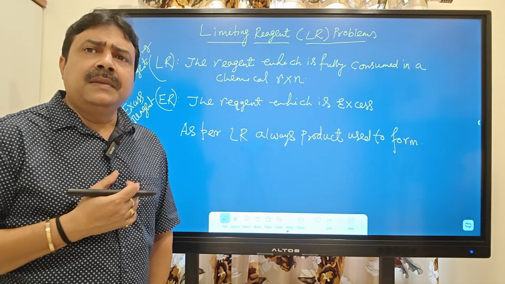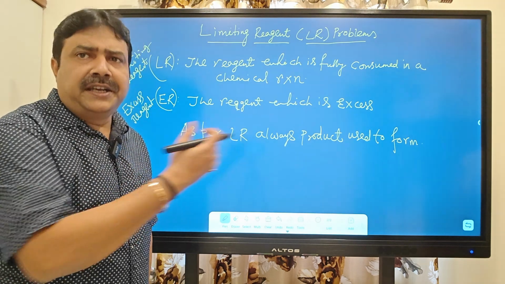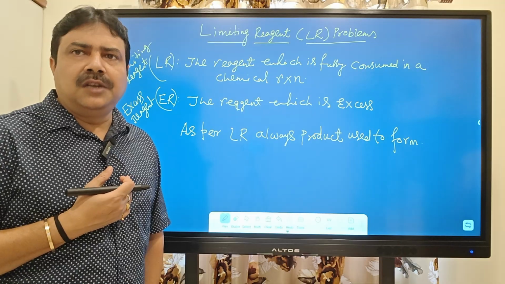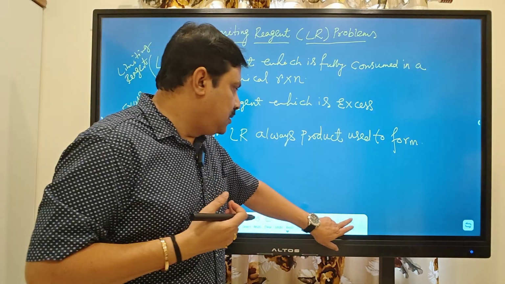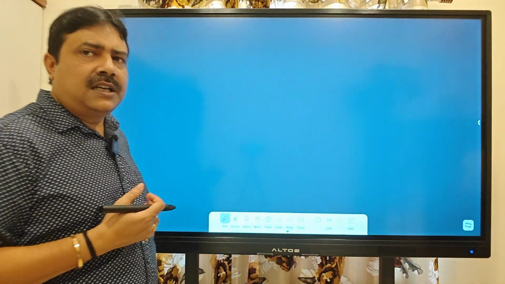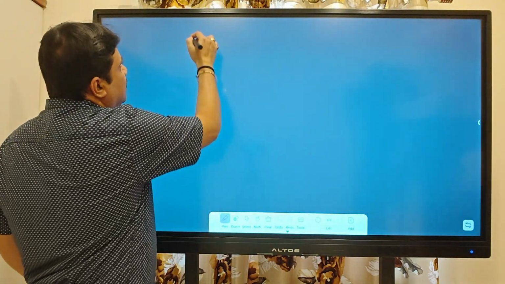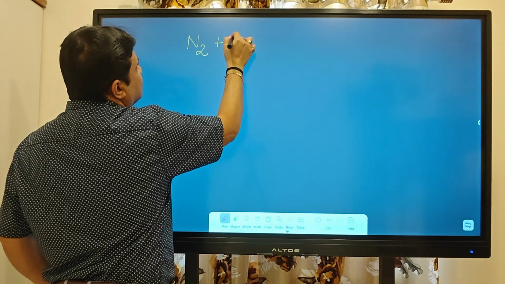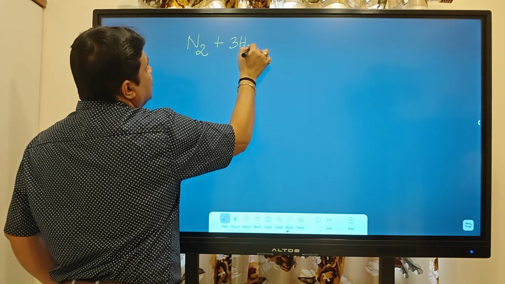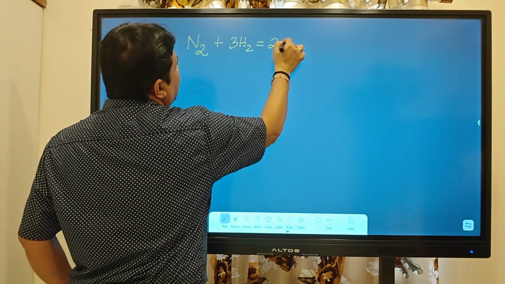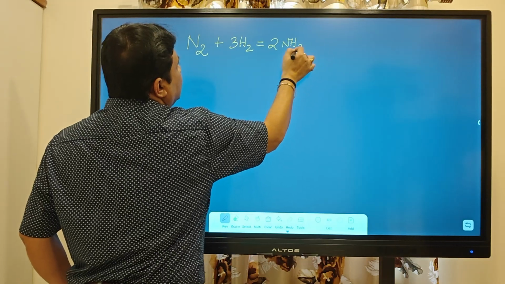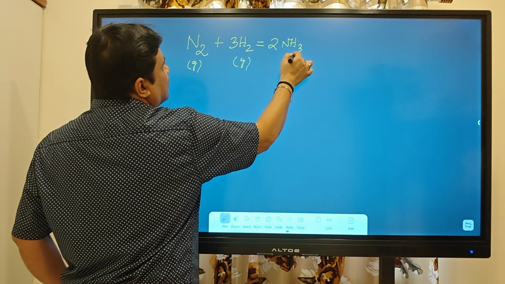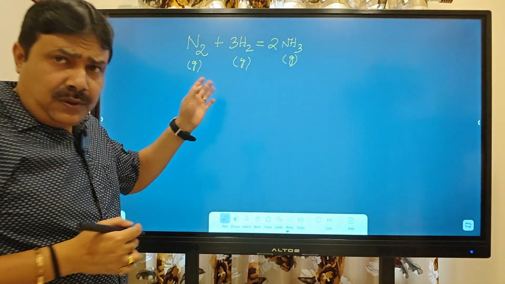Now, let us understand how to find out the limiting reagent by taking one reaction. For that, first we take a reaction like nitrogen plus 3 moles of hydrogen reacting and forming 2 moles of ammonia gas. All are in the gaseous state.